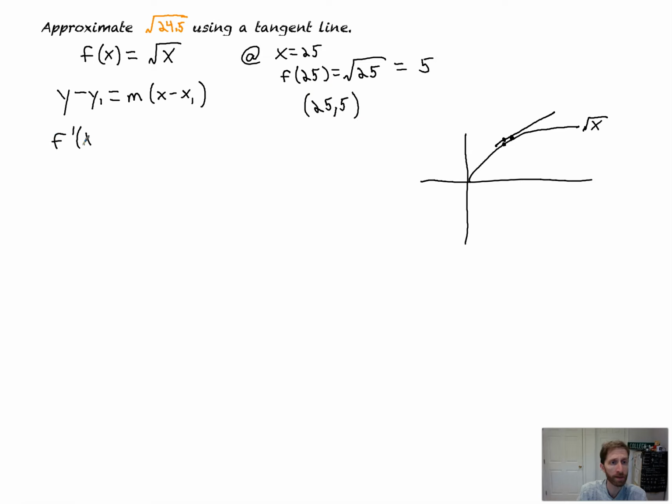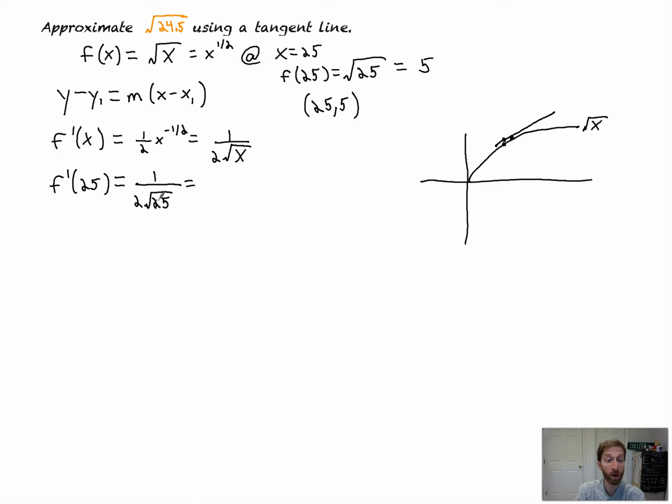So we need f prime of x. Well, we know that root x is the same as x to the 1/2. Take the derivative of that, you'll get 1/2 x to the negative 1/2, and that simplifies to 1 over 2 root x. I like to simplify that because it gets it into a position to easily plug in 25. Negative 1/2 becomes 1 over root x. So f prime of 25 is equal to 1 over 2 root 25, plugging it in. And root 25 is just 5, so that's 1 over 2 times 5, which is 1/10. Beautiful. So the slope is 1/10.